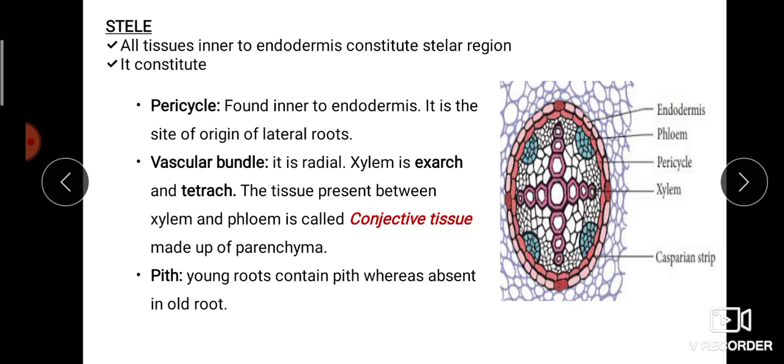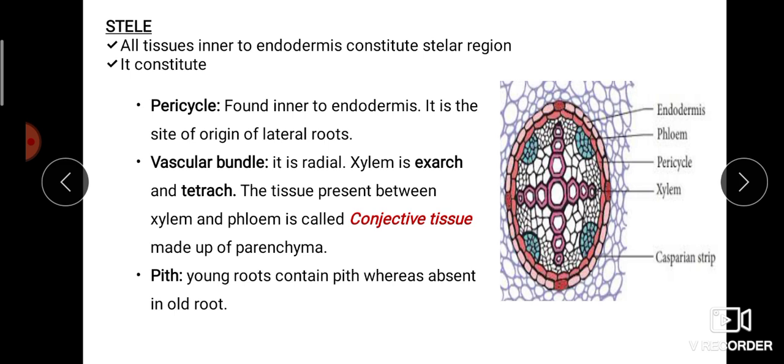Okay, so the vascular bundle is a radial arrangement, and the xylem is exarch and tetrarch. What is exarch? Exarch means the protoxylem lies towards the periphery. Protoxylem means small xylem. This is the small xylem, and it faces towards the periphery, that is the outer region. And the central big xylem, that is metaxylem, is present in the center. So this condition is called exarch. Okay, and tetrarch means there are 4 groups of xylem. 1, 2, 3, 4. So that is tetrarch.